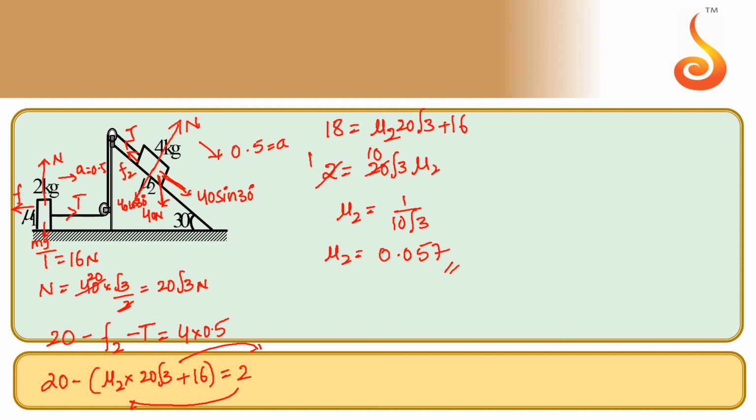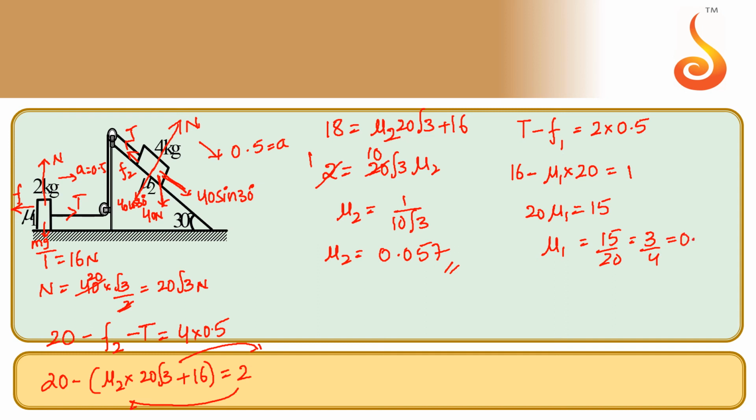So what can we write? Tension minus friction on the first block gives mass times acceleration. The mass is 2 and the acceleration is 0.5. So tension is 16 minus friction, which is mu into n. So mu1 into normal, which in this case is equal to its own weight, nothing but 20, is equal to 2 into 0.5, which is 1. So what we'll get? 20 mu1 is equal to 15. So mu1 will be equal to 15 by 20, which is 3 by 4, which is 0.75. So mu1 is 0.75 and mu2 is 0.057.